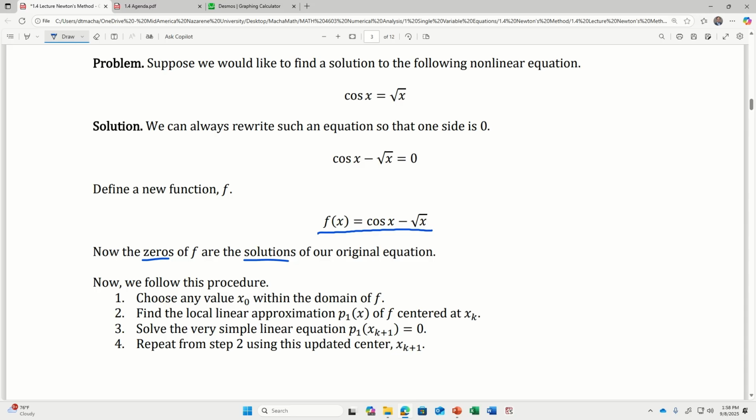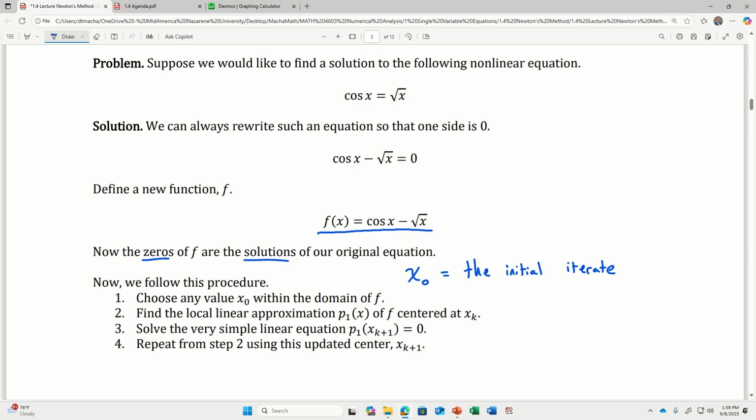And then we're going to do this. We're going to choose any value within the domain of your function. This is what we sometimes call the initial iterate. Step number 2, find the local linear approximation, or the tangent line approximation, of f centered at that initial iterate.